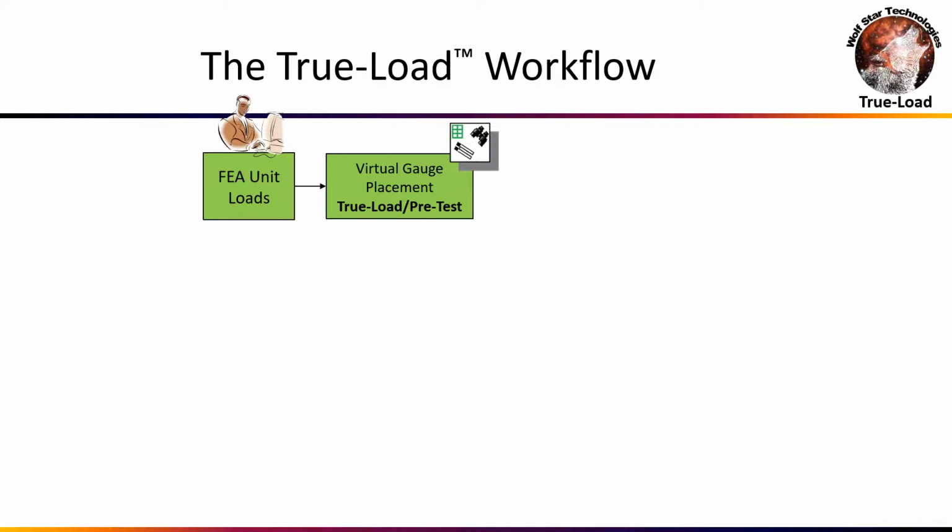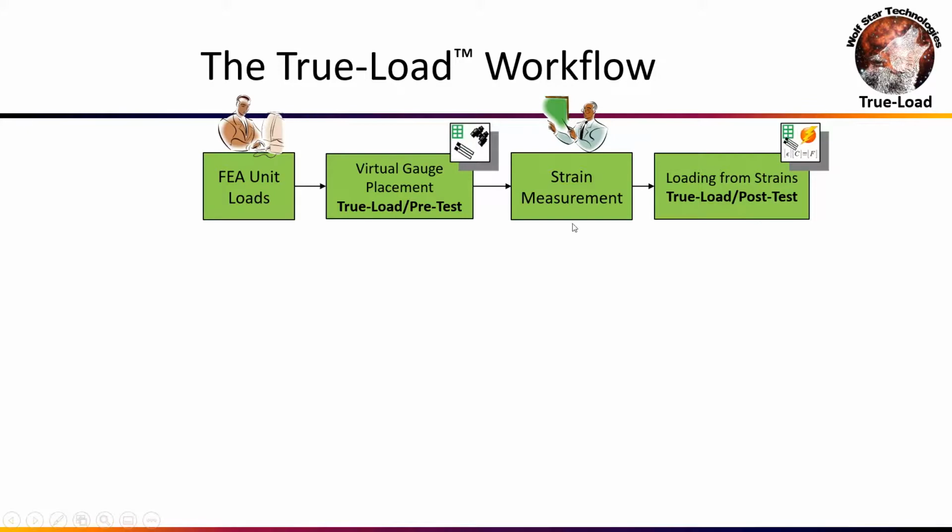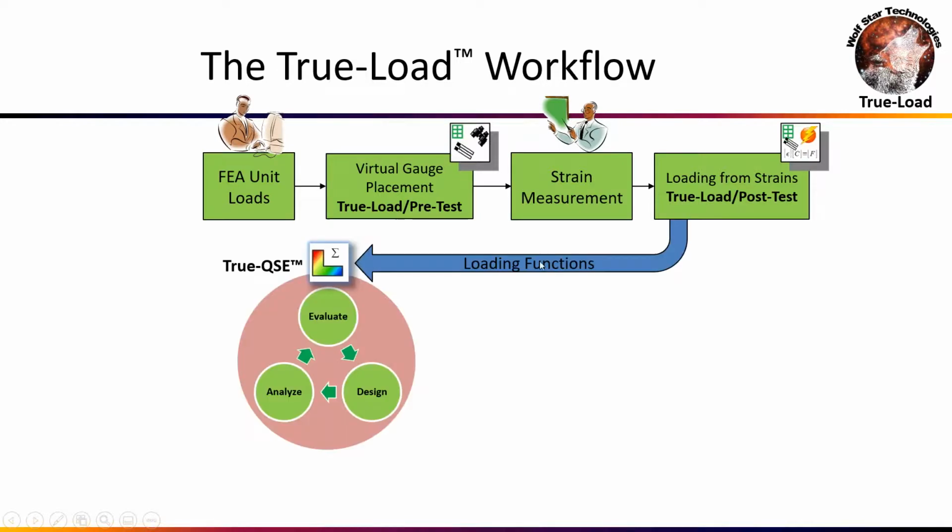We'll take the geometric location information of the gauges, and we'll go into the lab, and we'll instrument up the parts with physical gauges. And now in the lab, all we need to do is strain measurement. So we can measure in the lab, we can measure in the proving grounds, you can measure strains in your customer's hands. We just need time histories of strain data. And then from the strain measurement, we're going to go into post-test, and post-test is going to take the measured strain data, multiply it by this correlation matrix from pre-test to generate time histories of loading functions.